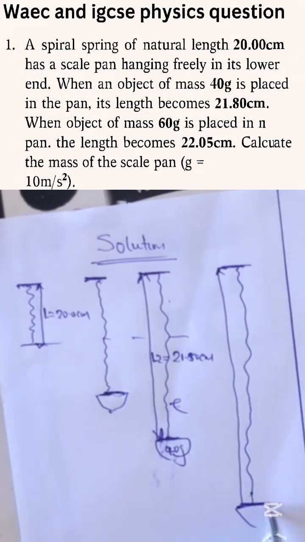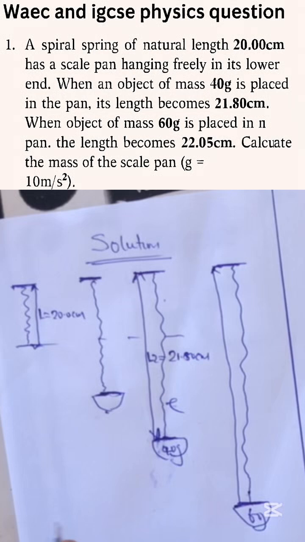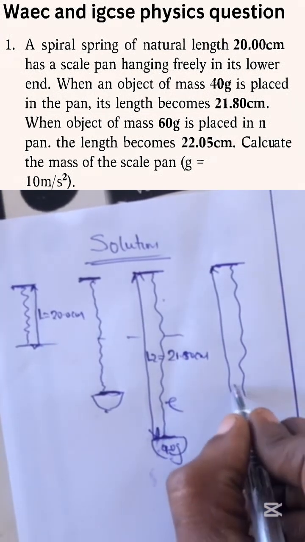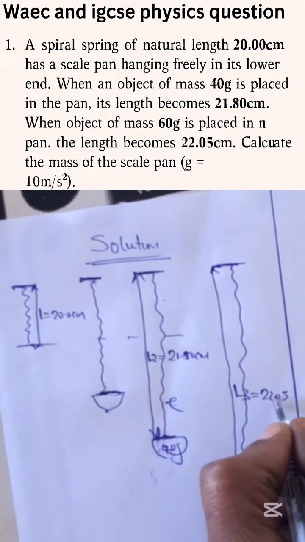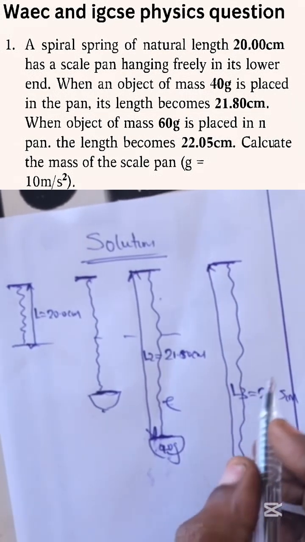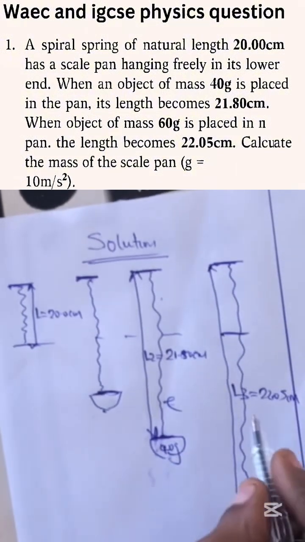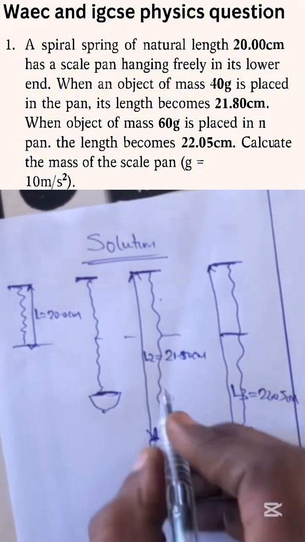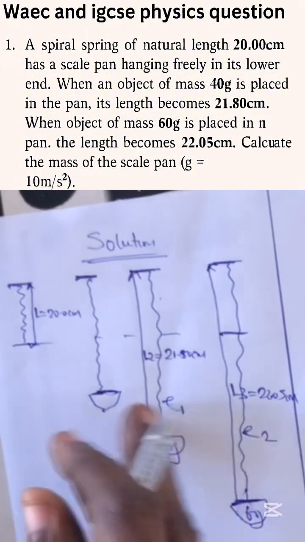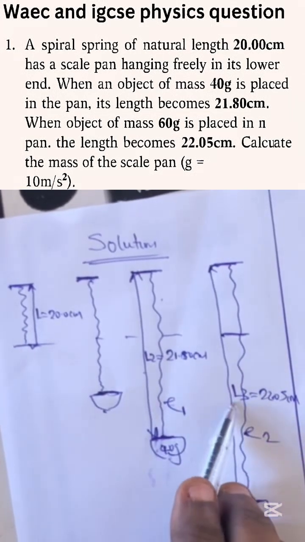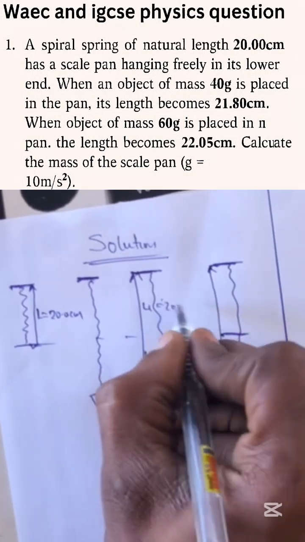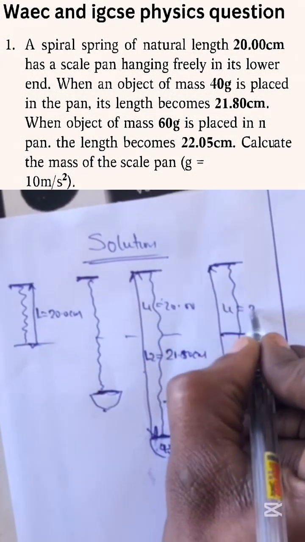If a 60 gram mass was added to the scale pan, it caused a total length we call L3, which is 22.05 centimeters. Now, the extensions are different, so we'll call this one E1 and this one E2, corresponding to L2 and L3, the final length. But our L1 still remains 20.0.